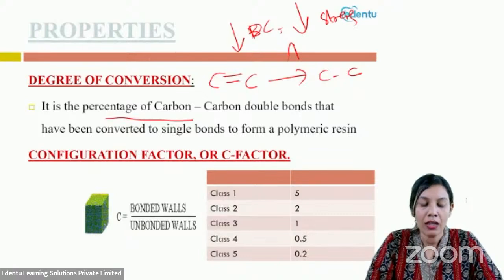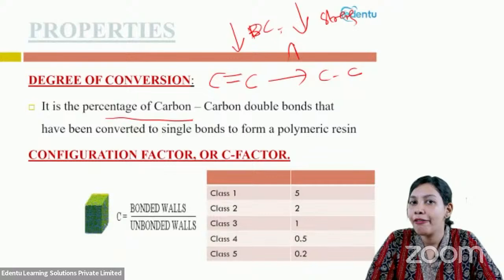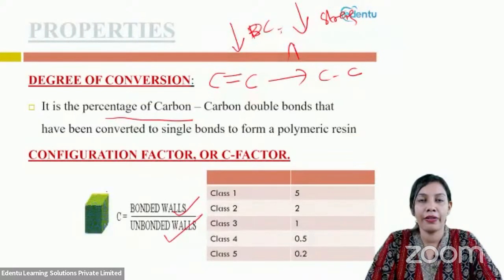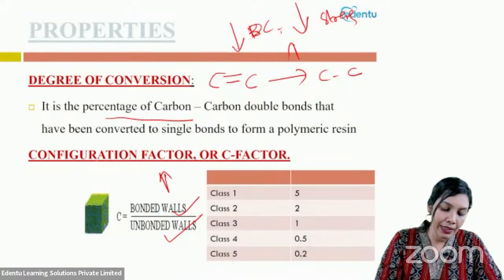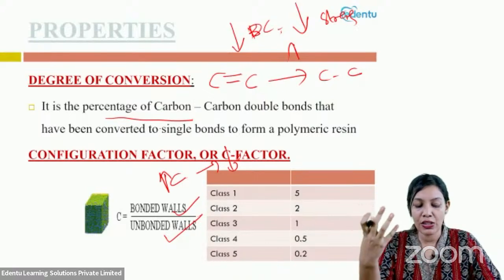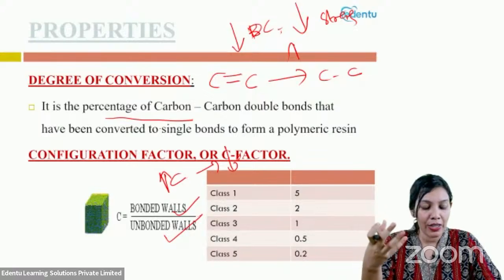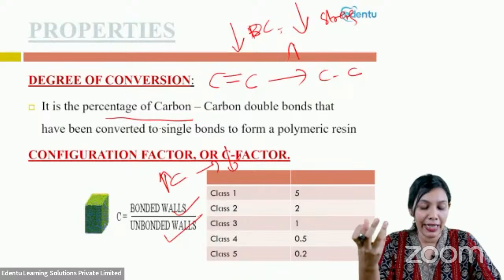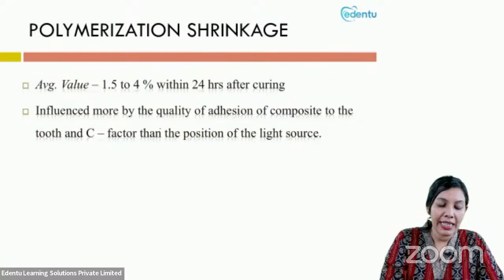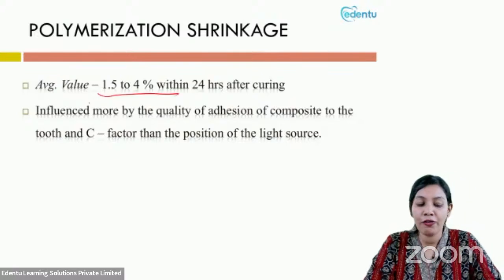Configuration factor, again, we know that it is also called the C factor. Bonded walls by unbonded walls, that is actually the difference. The more the C factor, the more will be the polymerization shrinkage. As I said, the normal polymerization shrinkage ranges from 1.5 to 4% within 24 hours after curing.